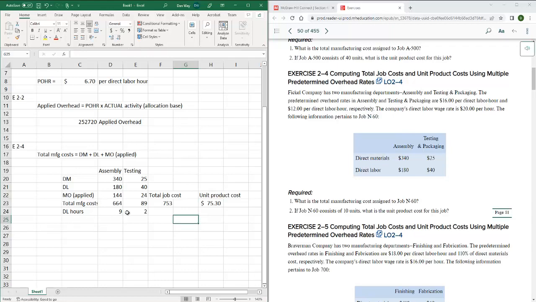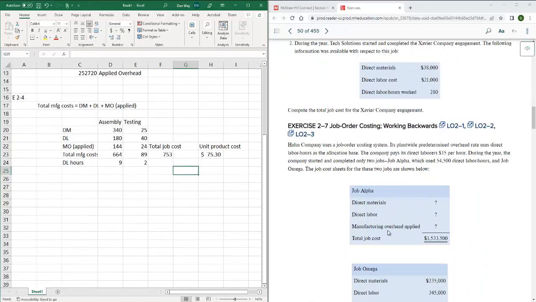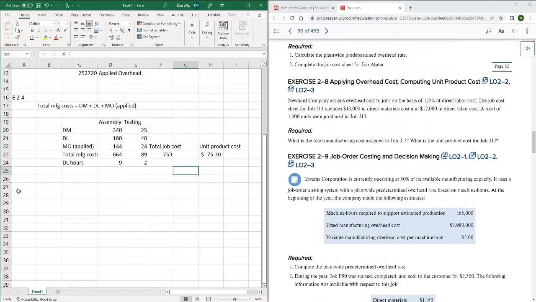Good deal. Now I'm going to move on to exercise 2-8. And this is about applying overhead costs again, computing some unit product costs, just doing things a tiny bit different. I want to give us some extra practice with different activity or allocation bases. So here in 2.8 it said Newhart assigns overhead costs to jobs on the basis of 125% of direct labor cost. So they're not using a dollar amount per direct labor hour or a dollar amount per machine hour or anything like that. They're using a portion or percentage of the direct labor cost in dollars.